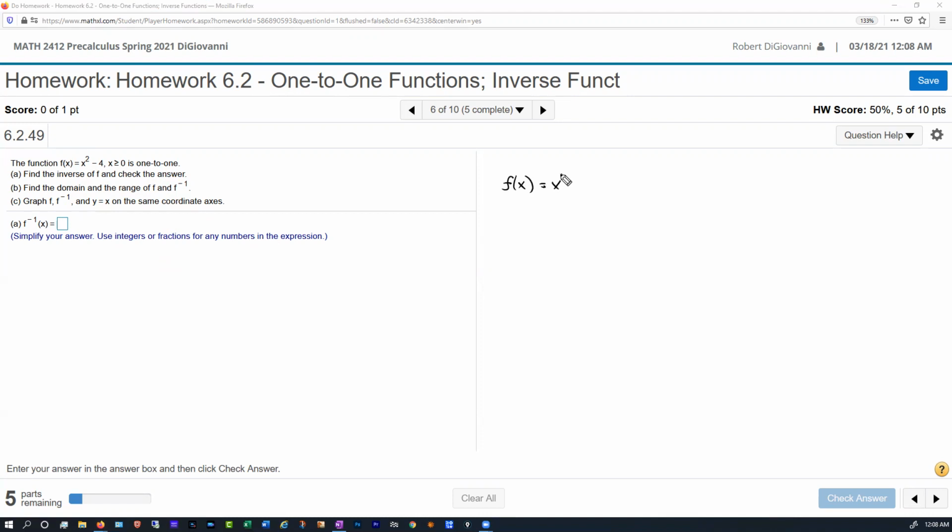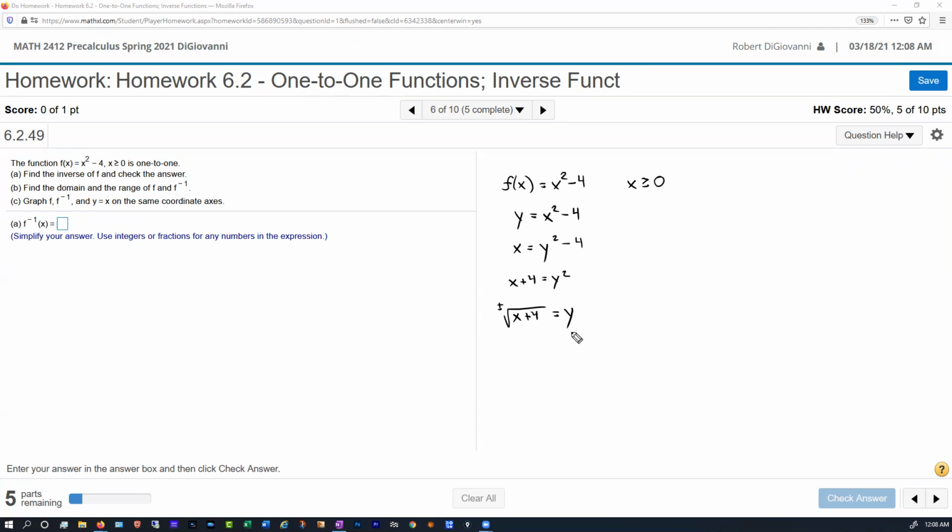So x squared minus 4, x is greater than or equal to 0. First of all, let's find the inverse. First I switch the f of x to y. Then everywhere I see a y, I put x, and everywhere I see x, I put y. Now I solve for y, so I'm going to add 4 to both sides. And now I'm going to take the square root on both sides. When I take the square root, I do plus or minus. So x plus 4 equals, square root of the right side, is y.